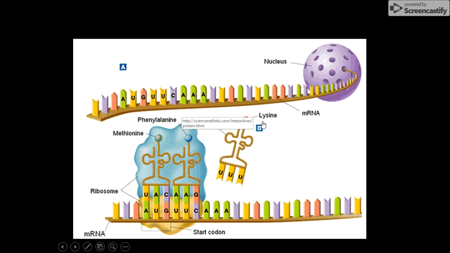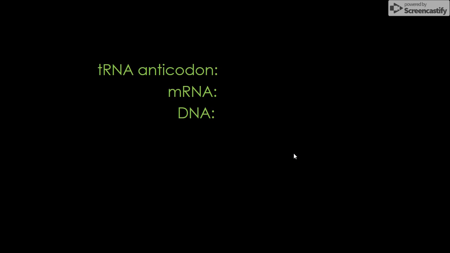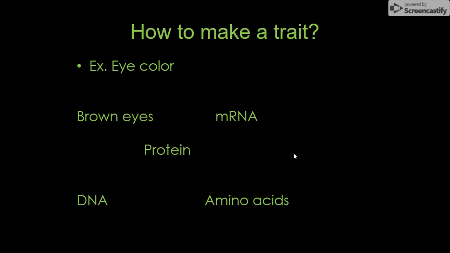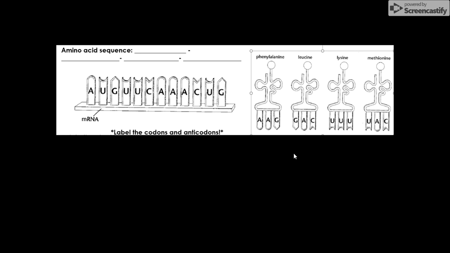You're going to need to know what a tRNA molecule looks like. It's always in the shape of its name. You need to know that it holds the anticodon as well as the amino acid at the top. You should be able to go from anticodon to RNA to DNA. You need to know the steps of making a trait. If you don't have a codon chart, then you use anticodons to make the amino acid.